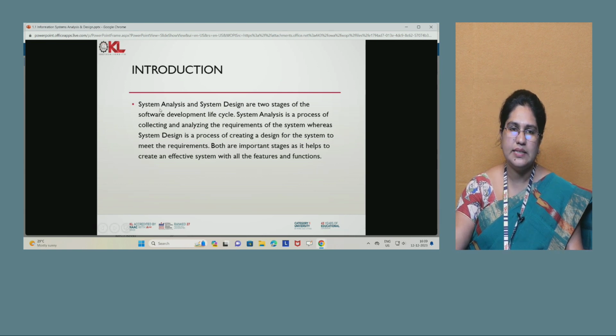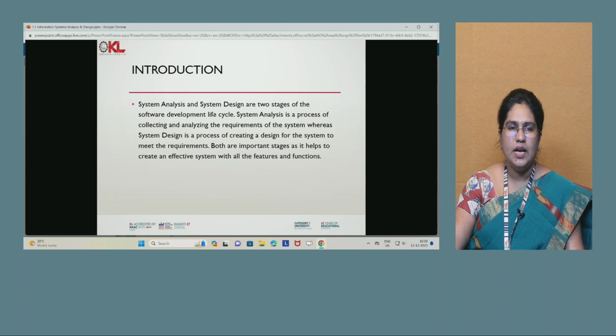In system analysis, data is collected and the collected data will be analyzed, and in system design, we create the design. So these are the two pillars of the software development life cycle. Later on we'll discuss the remaining stages. As of now, as this is the first section, we are going to concentrate on system analysis and system design. Remember, we are going to discuss these two particular stages in this section.